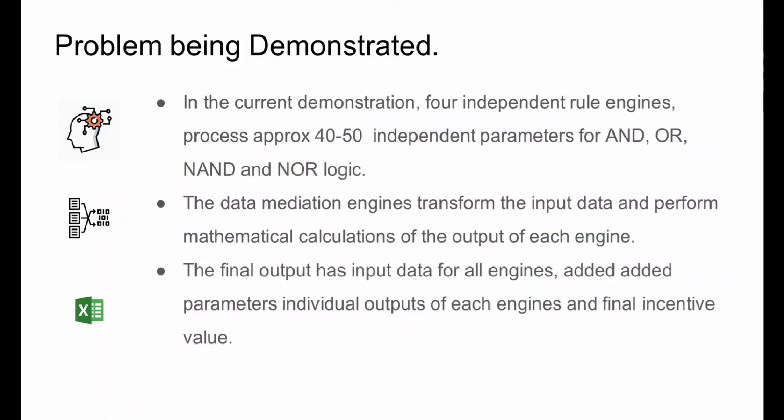In the current demonstration, 4 independent rule engines process approximately 40 to 50 independent parameters for AND, OR, NOT and NOR logic. The data mediation engines transform the input data and perform mathematical calculations on the output of each engine. The final output has input data for all agents, added parameters, individual outputs of each engine and the final incentive value.